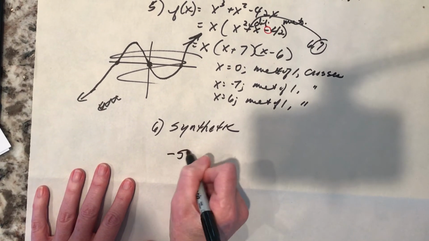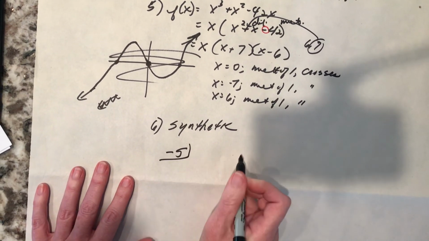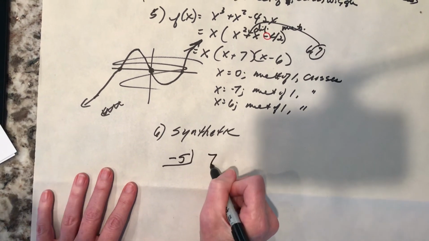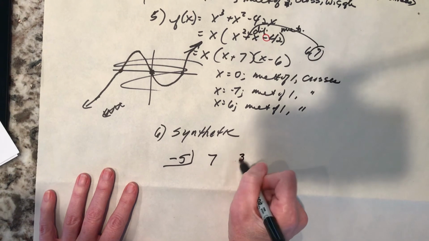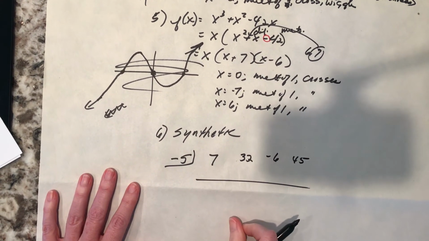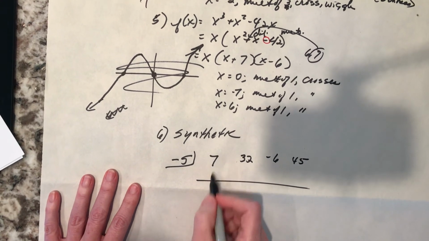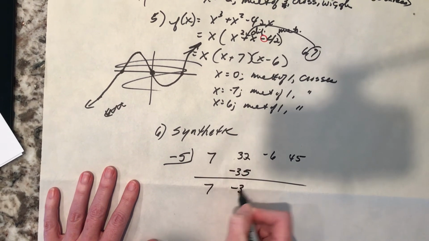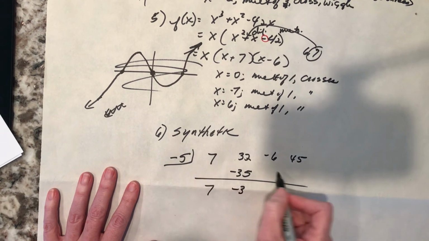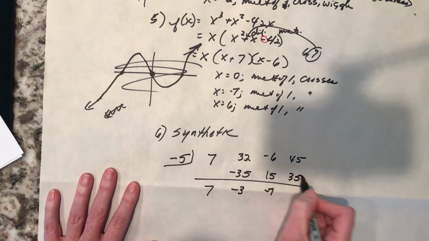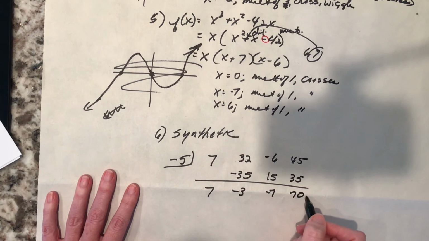So we need to set up our problem. Remember, that's a liar there in that m plus 5. So we're putting a -5 there. And then put the coefficients for each of the terms, 7, 32, -6, and 45. Bring down the 7, multiply, add these together, remultiply, add these together, and multiply. And we've got a 70 there as our remainder.